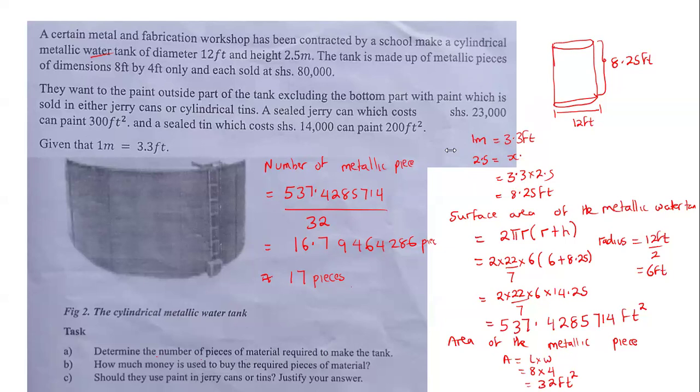Yes, Gavanian. The rest, please continue to do part B. Good morning, sir. I wanted to ask you, is it a must that you have to use 22 over 7? Yes, because whenever it is not given to you, you use that. That is the standard thing.